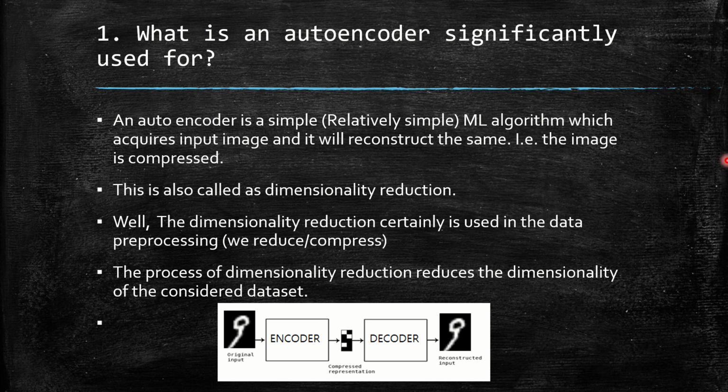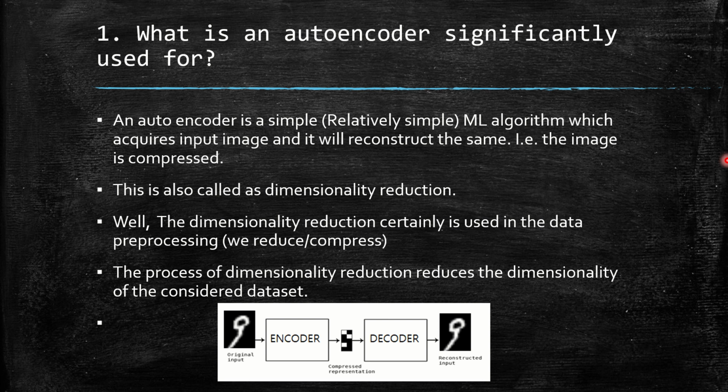What is an autoencoder significantly used for? Let's first understand what exactly an autoencoder is. An autoencoder is a relatively simple ML algorithm which acquires the input image and reconstructs it. The input image is compressed, and this is also called dimensionality reduction. We are dimensionally reducing the image.